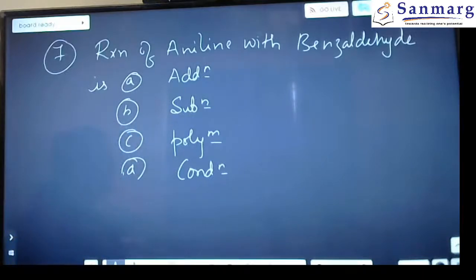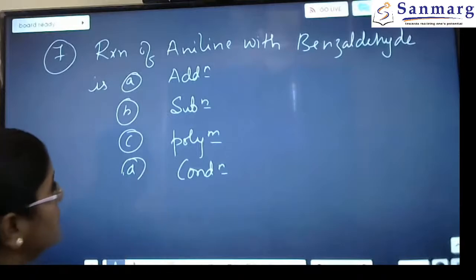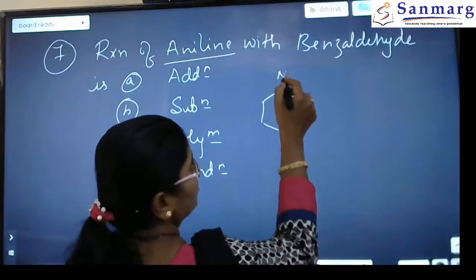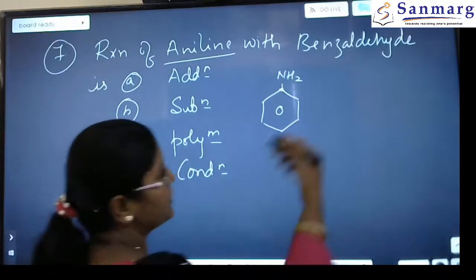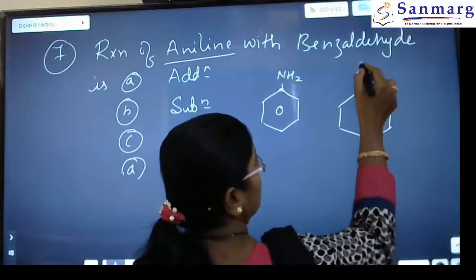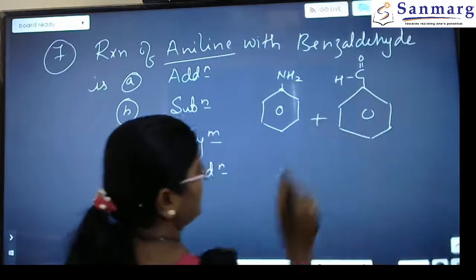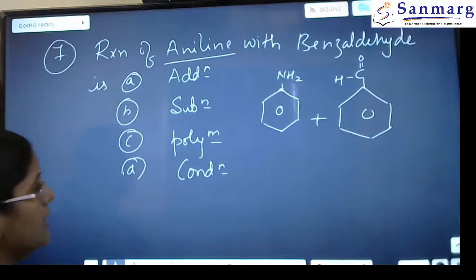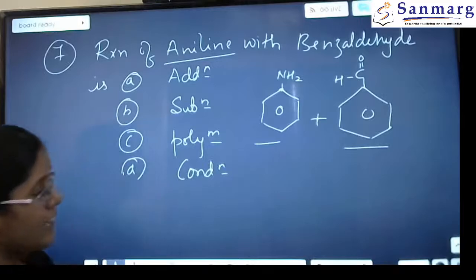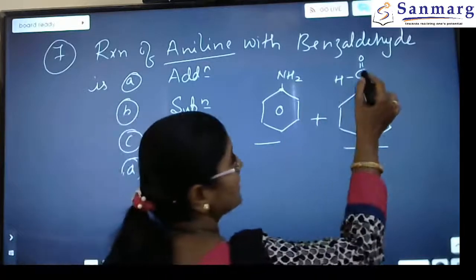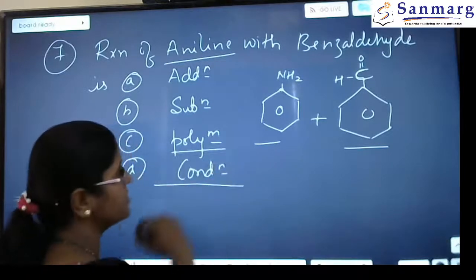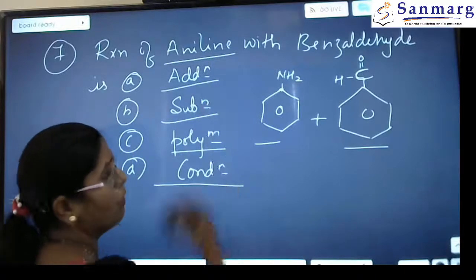Reaction of aniline with benzaldehyde. First I will write what aniline is. Aniline means a benzene ring containing an NH2 group. Benzaldehyde is a benzene ring containing a C double bond O, with H. What type of reaction is it? What do you get when aniline reacts with benzaldehyde? Is it a condensation, polymerization, substitution or addition reaction?